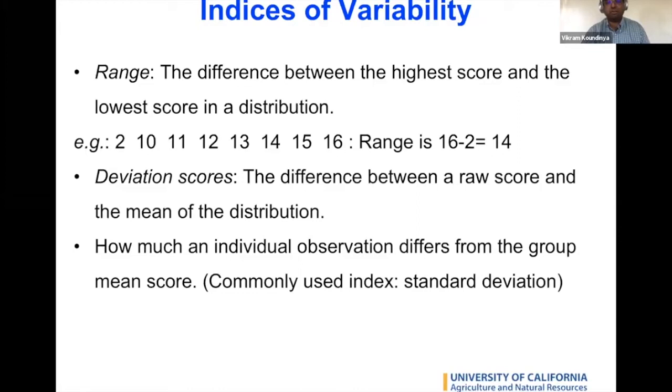Range is the difference between the highest score and the lowest score in the data that you collect. So in this example, the highest is 16 and the lowest is 2, so the range will be 14. And then the deviation scores: the standard deviation is based on the difference between an individual observation, like an individual answer from your survey, and the mean of the distribution. So we'll be able to see how much an individual observation differs from the group mean score if you use these measures of variability. And as I said, the commonly used index is standard deviation.